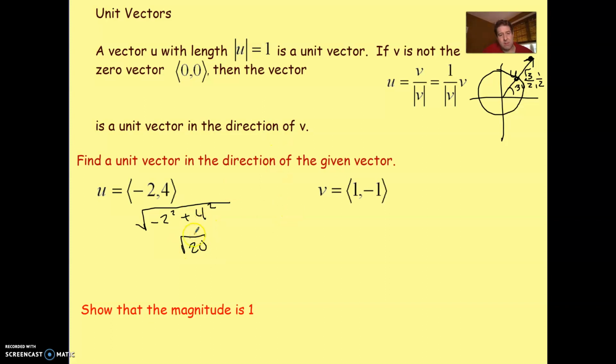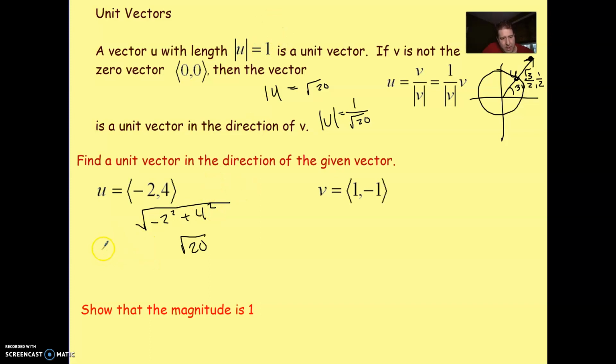Now that I know the magnitude of this vector is the square root of 20, I'm going to scale it down. If the magnitude of vector u is the square root of 20, I'm going to scale it down by 1 over the square root of 20, which is the reciprocal, in order to scale it down to the unit circle. Because I know that's the magnitude of this vector, if I multiply by its reciprocal, that's going to be equal to 1, because anything times its reciprocal is always 1.